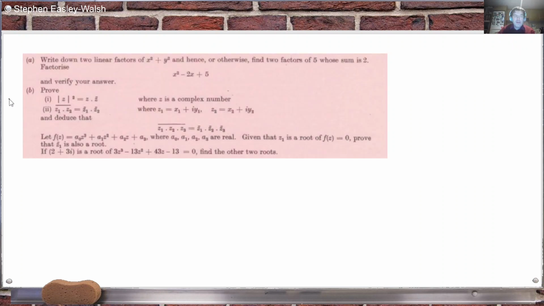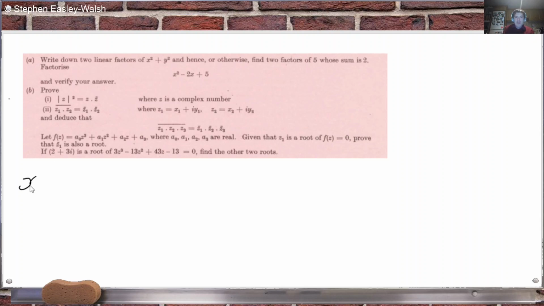Write down two linear factors of x squared plus y squared, and hence or otherwise find the two factors of 5 whose sum is 2. Factorize that and verify. Yeah, okay, that's interesting.